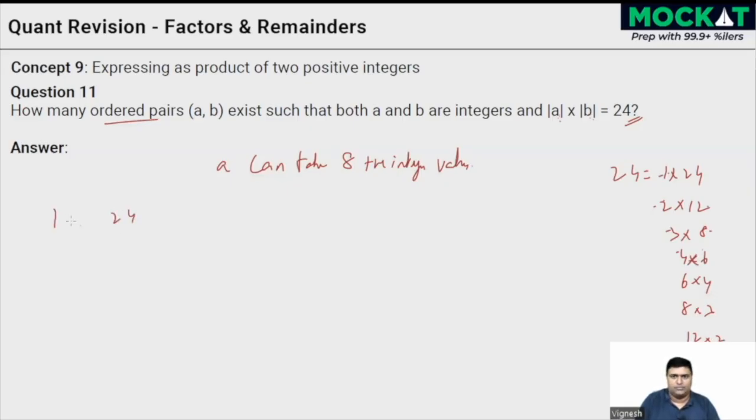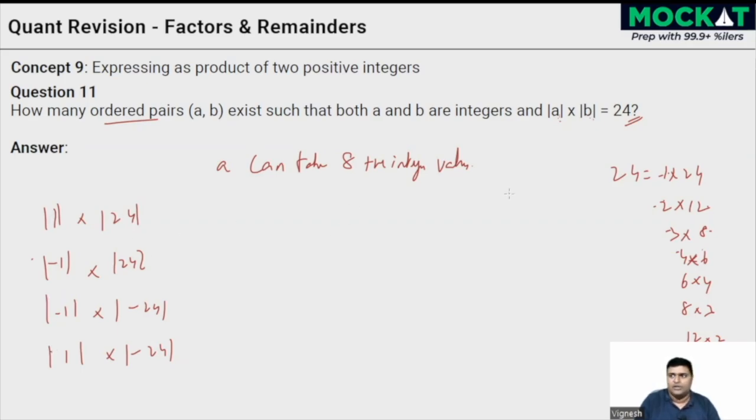Let's say 1 and 24. You have mod 1 into mod 24. You can also have mod minus 1 into 24 plus 24. You can also have mod minus 1 into negative 24. You can also have 1 into minus 24, right? 4 ways, right? 2 where this is negative, and 2 where it's positive, right?